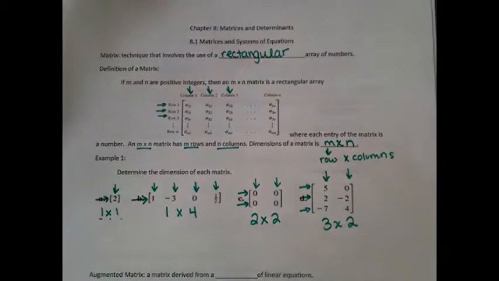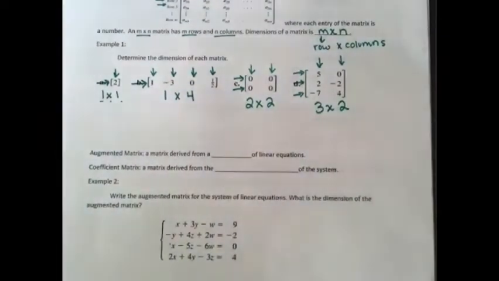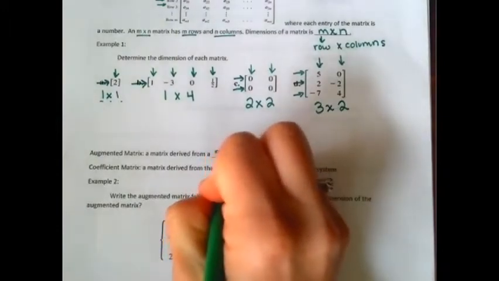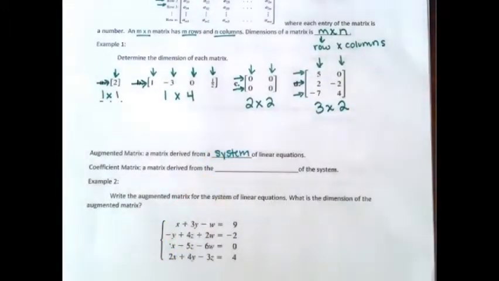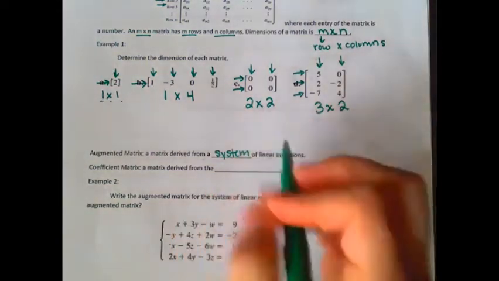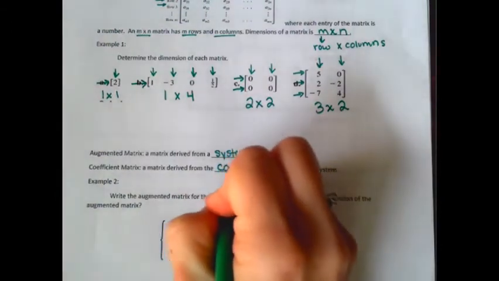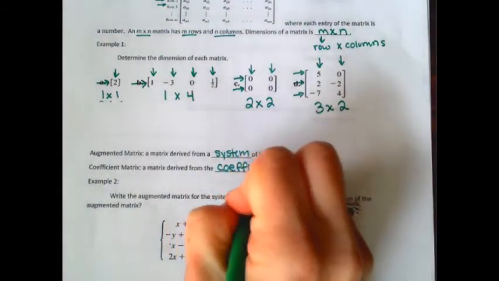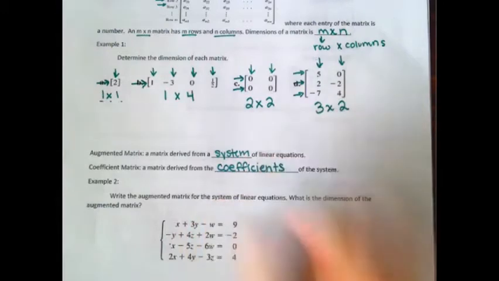Yeah, okay. An augmented matrix is a matrix derived from a system of linear equations, okay? The coefficient matrix is the matrix derived from the coefficients of the system, okay?